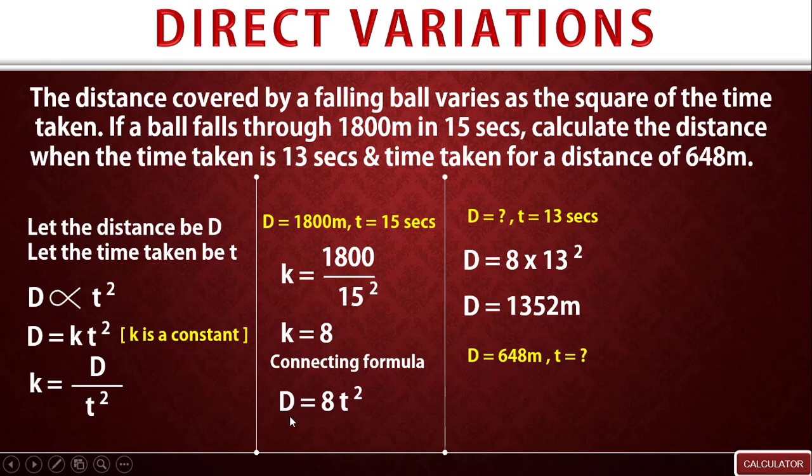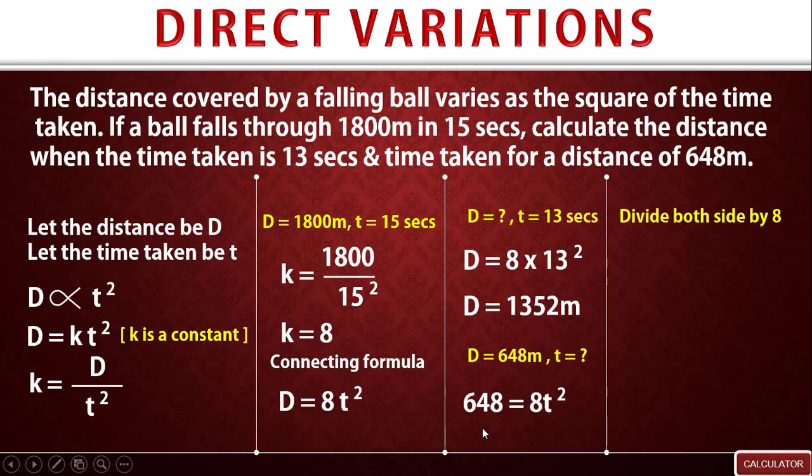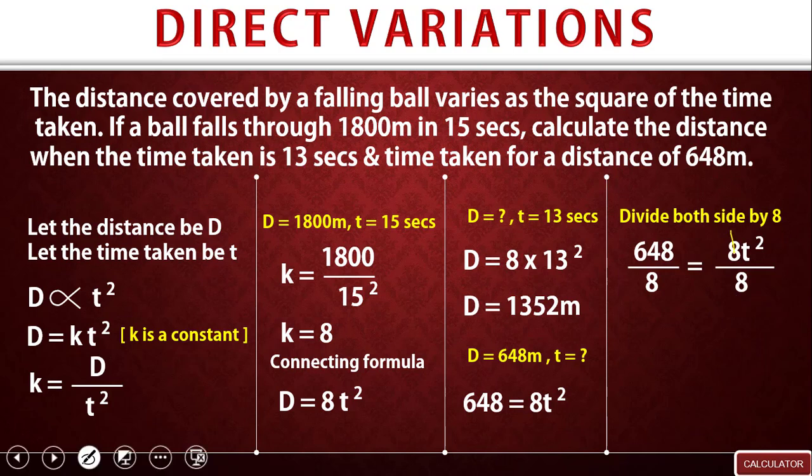So we fix the value of d into the connecting formula d equals 8t squared, and we have 648 equals 8t squared. The next thing is to divide both sides by the coefficient of the t squared. The coefficient is the number beside the t squared, and that is 8. Divide both sides by 8. So we have 648 divided by 8 equals 8t squared divided by 8. The 8 cancels out the 8 on the right hand side, and then we have t squared left.